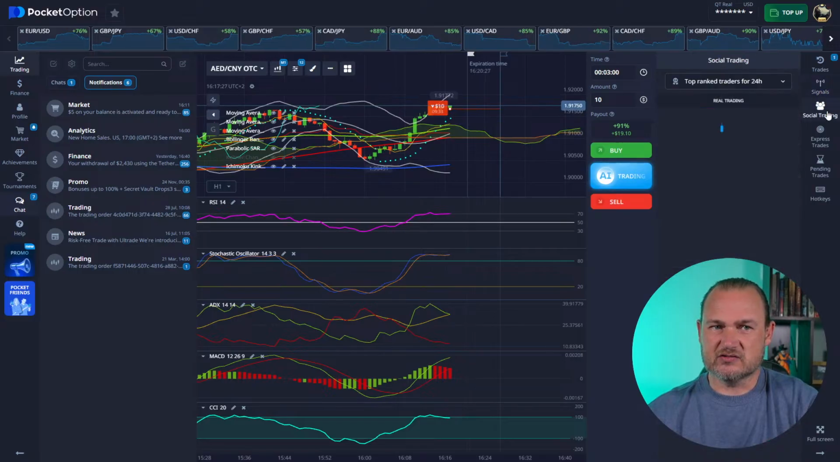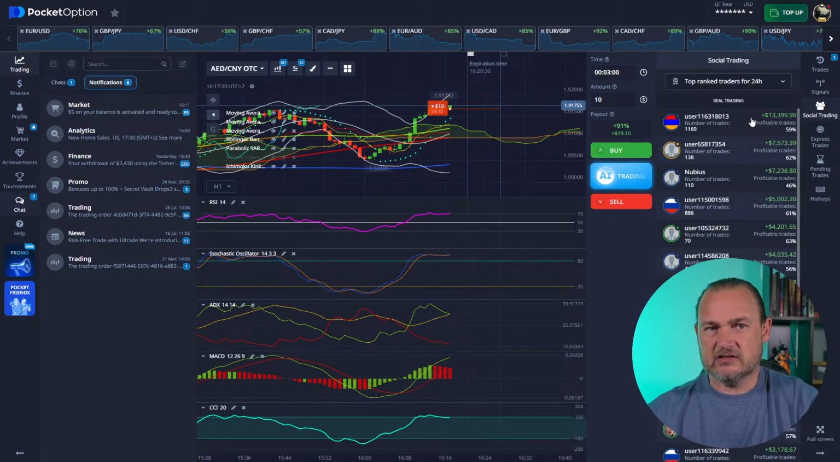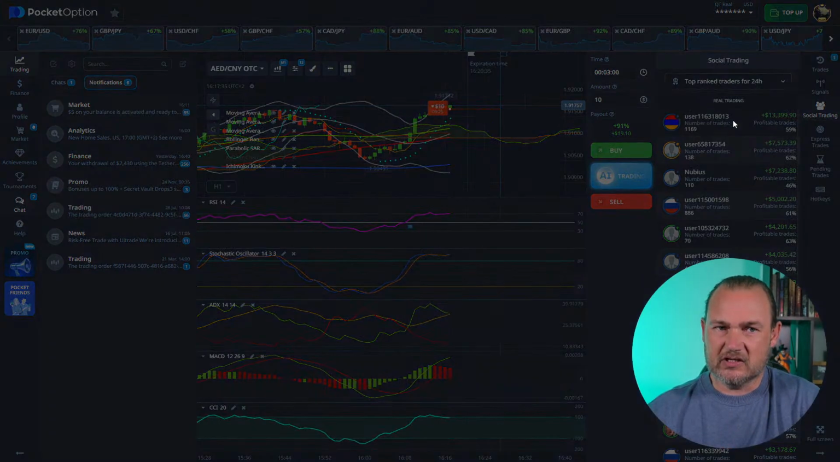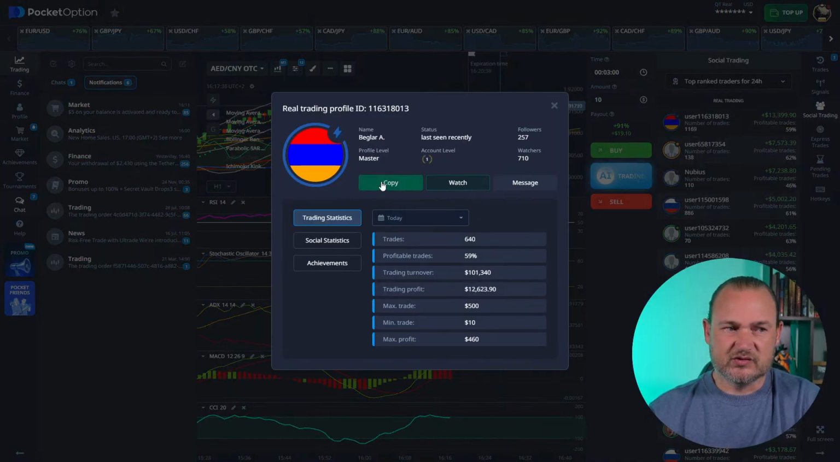And then we've got social trading as well, where these are people who make their profiles available, and you can follow them, and you can set this to follow automatically. You can set this to copy. You can look at the stats of the person, what their trading turnover is, what their profit win rate is. This person's win rate is 59%, or basically 60% on 640 trades that he did. Trading turnover is $101,000, and trading profit is $12,000.